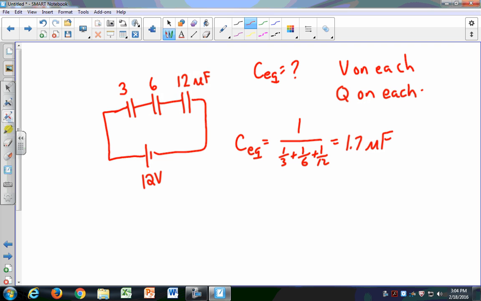Now I want to know the voltage on each and the charge on each. So remember our rules. Capacitors in series have the same charge. They also have the same charge as the equivalent capacitance. So how would I find the charge on each of these capacitors? Now, I know that the charge is going to be the same for all 3. They have to be because they're in series. So how would I find that charge?